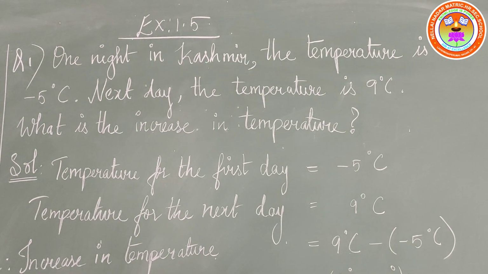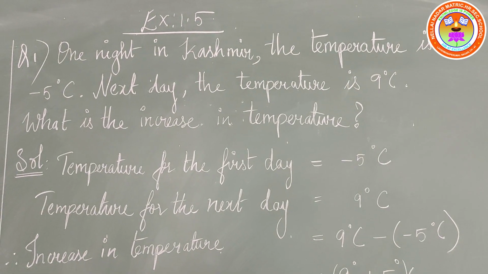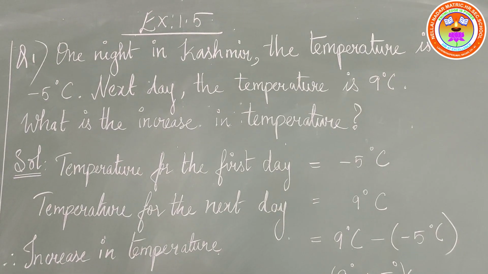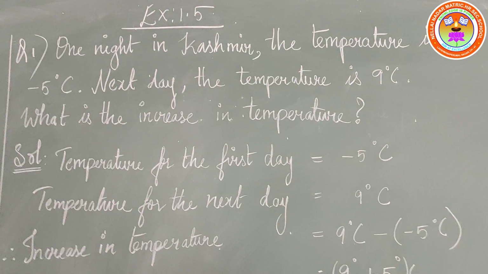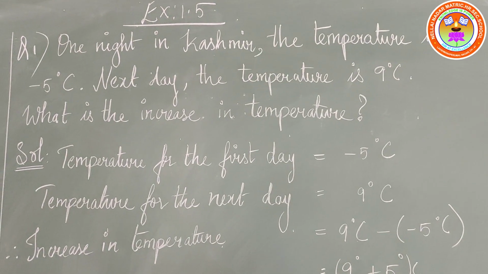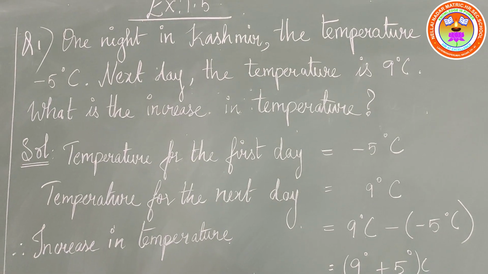Hi students, so we are going to start exercise 1.5. In exercise 1.5 we will be doing only word problems combining all the 4 operations of integers, that is addition, subtraction, multiplication and division. So let us begin the first sum.